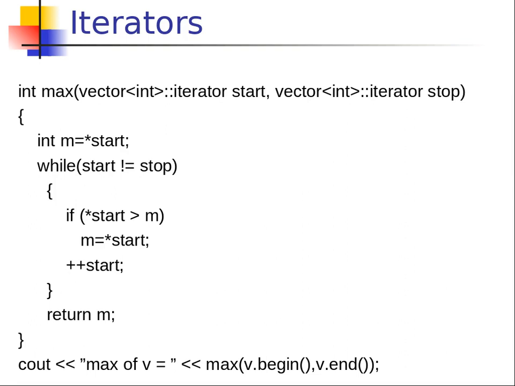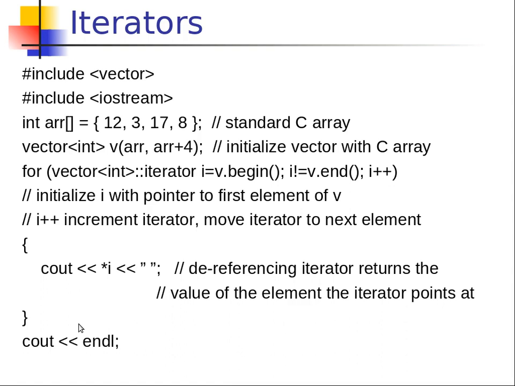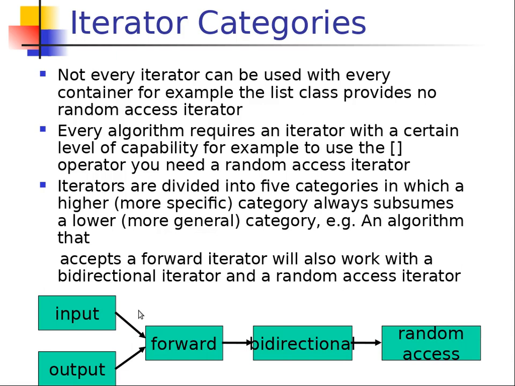Well, this is what's going on. It begins and dereferences at the start. While start does not equal stop, if it's greater than the current max, you update it. Otherwise, increment, and then return at the end. It's just max. I think we showed that where you just have to dereference it, because it behaves just like a pointer. Beautiful. If I'm going too fast, stop me.